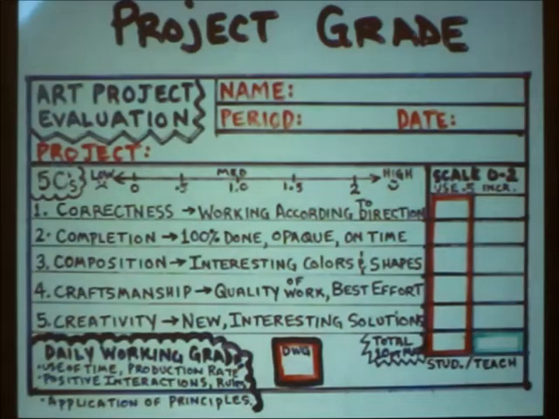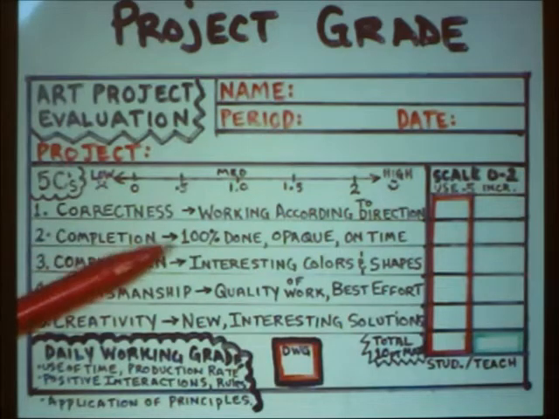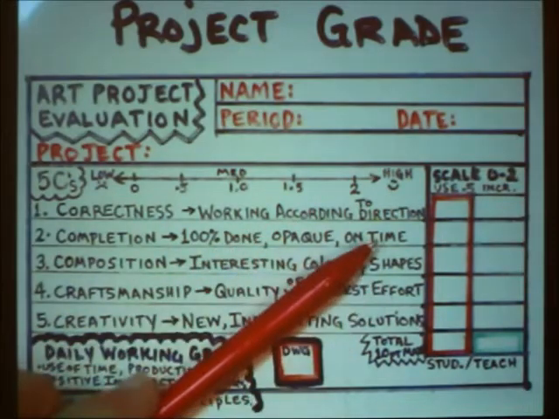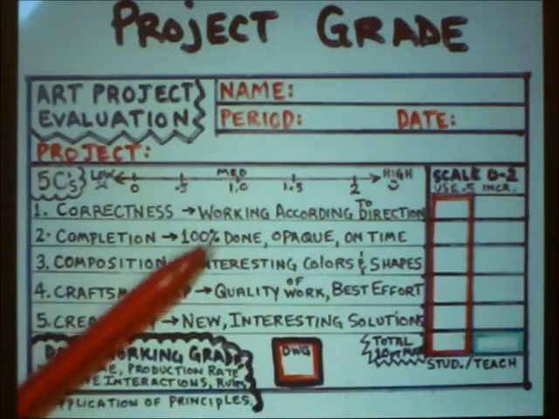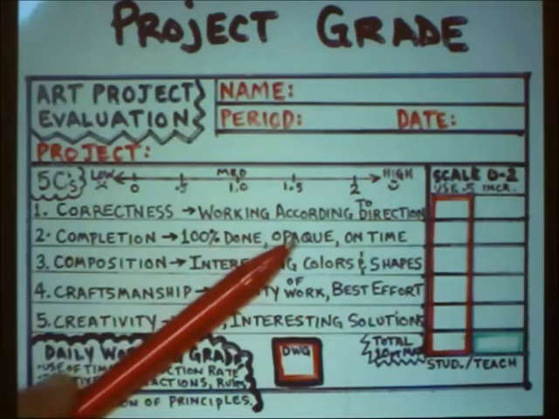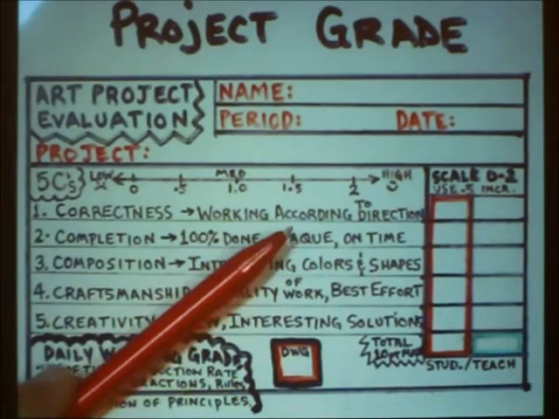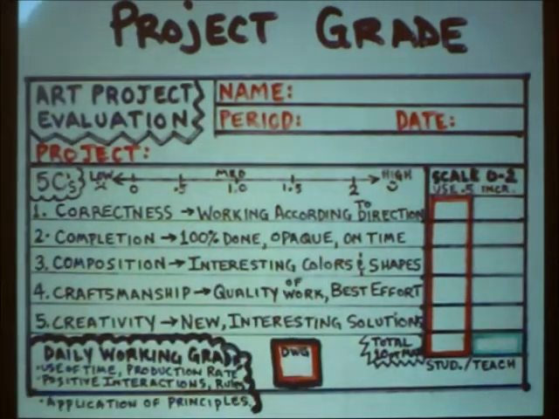Now, the next thing would be completion. Completion is that the project needs to be 100% done, completely done, colored in, opaquely, and it must be on time, on the due date. So if you can say, yes, my project is all the way done, it is opaque, and all the way done means, did you do the worksheets as well? Is it colored opaquely, and did I get it done on time? And if you can go yes, yes, yes to those, then you would give yourself a 2 in that box. Now, let's say you didn't completely color it opaquely. Well, then you would probably need to take off a 1/2 point. If it was late, well, you probably better take off another 1/2 point. So that's how this all works.